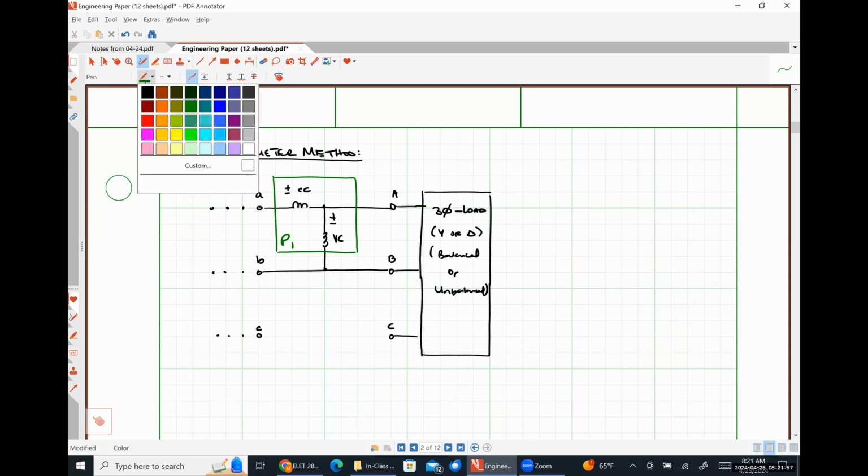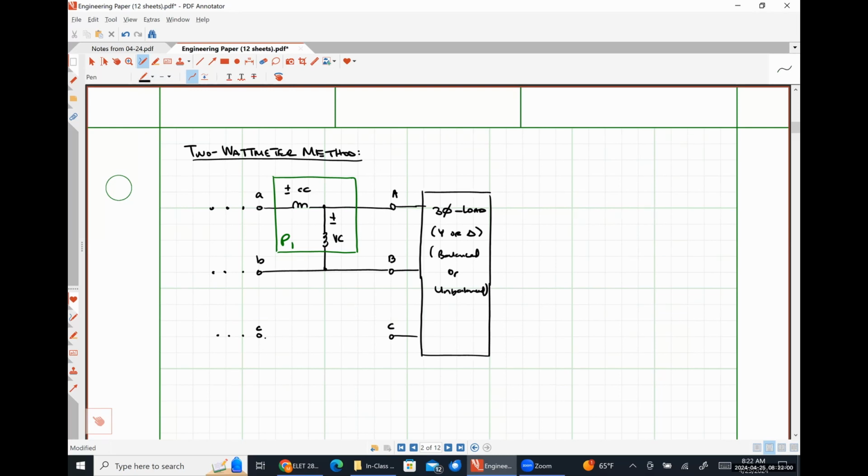And then I'm going to have a second watt meter that I'm going to place between the C and the B terminals. So here's my current coil, just in line with my line current ICC that I'll label in a moment. And then here's my voltage coil. And I want you to note that the voltage coil is connected upside down from how we've been doing it. And this guy is going to give us a reading of P2.